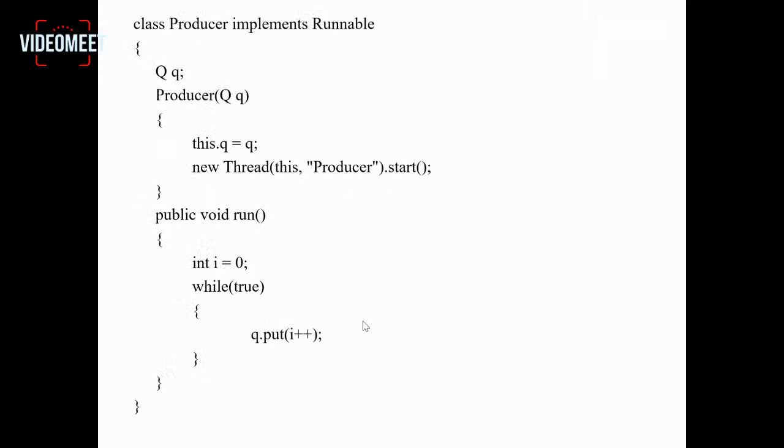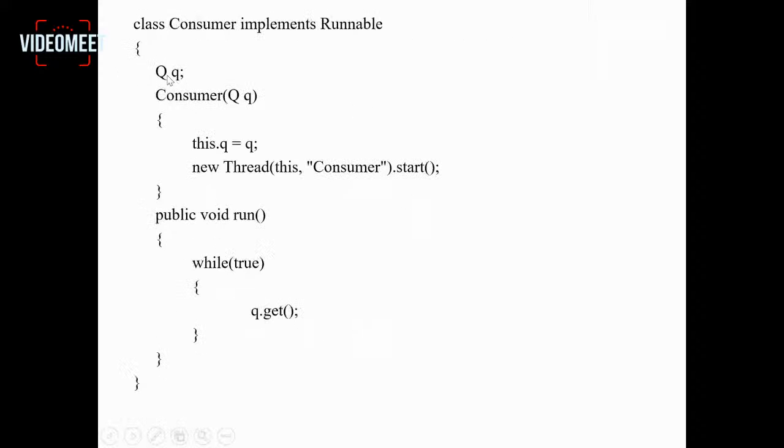Then similarly, the consumer will have the same Q type of object reference variable, and the constructor will receive a Q type object, and that will be assigned to this.q, and a new thread is created and the name of the thread is given as consumer, and it will call the start method, and again the start method in turn will call the run method. This also has the same while loop with the true condition, but this time the consumer will make a call to the get method. Producer will make a call to the put method, consumer will make a call to the get method. So this is how the producer class, consumer class, and Q class are defined.